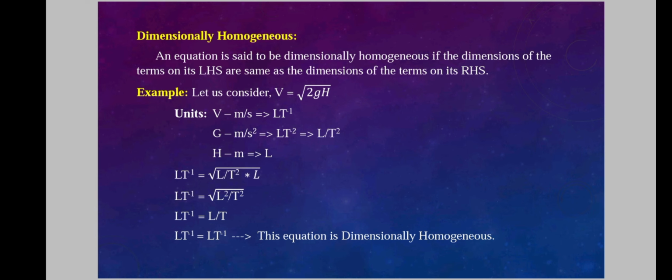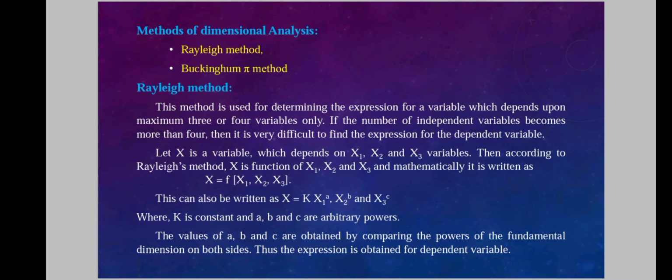For v it is L T power minus 1, and root of 2, and g will be L T power minus 2 and h is L. By solving this, right hand side will be equal to left hand side, that is L T power minus 1 is equal to L T power minus 1.